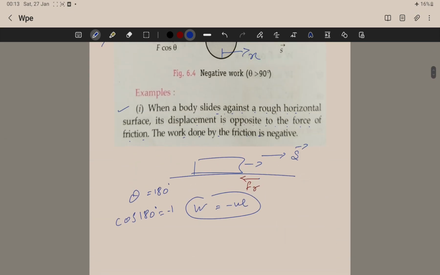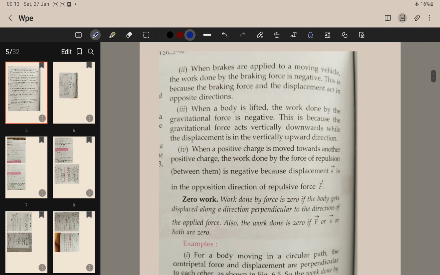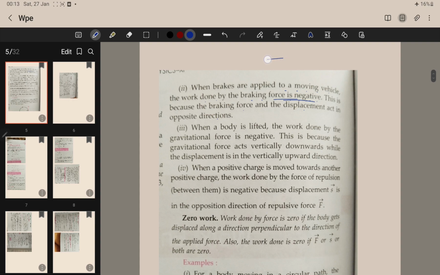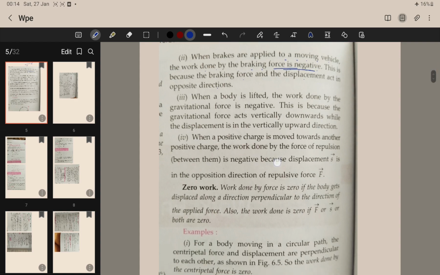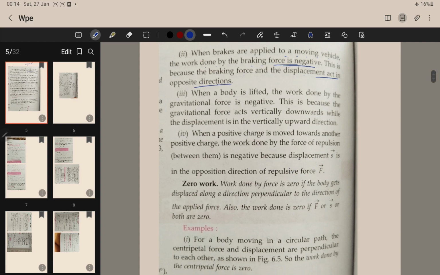Now let's move to the next topic. Here are some more examples of negative work. When brakes are applied to a moving vehicle, the work done by the braking force is negative. This is because the braking force and the displacement act in opposite directions, because the braking force resists the motion. To resist the motion, it has to apply the force in the opposite direction of the motion. If the motion is in this direction, it has to apply the force in the opposite direction to stop the motion. So again they are opposite in direction, and the work done is negative.